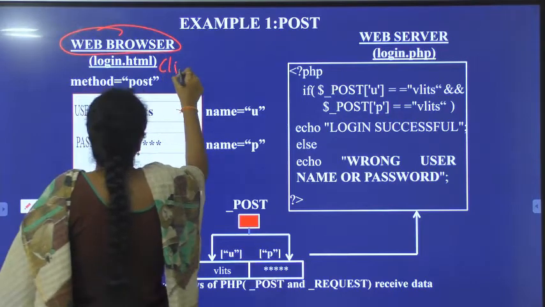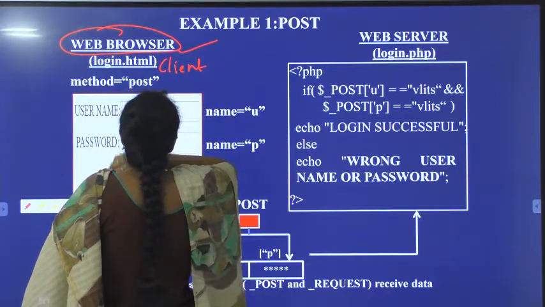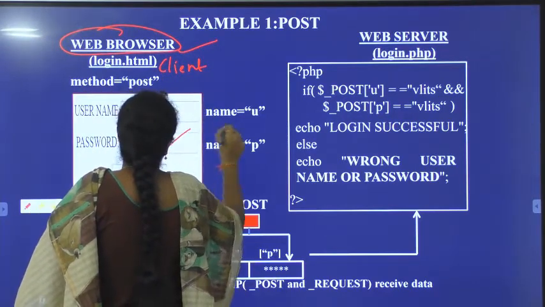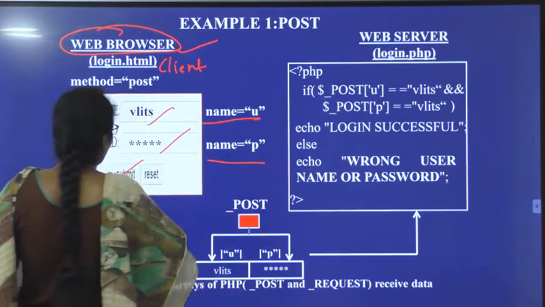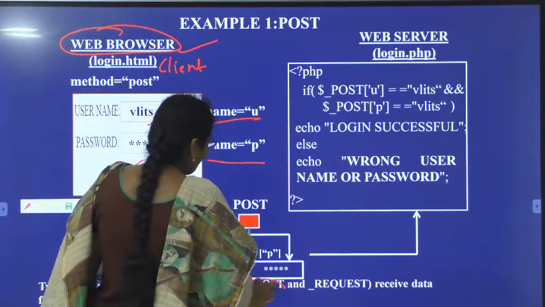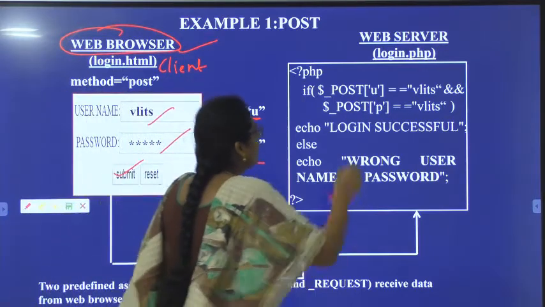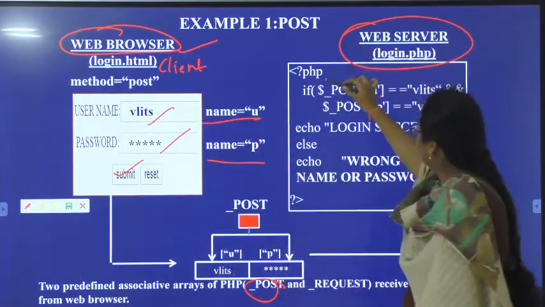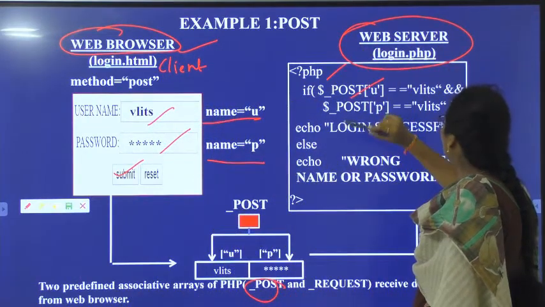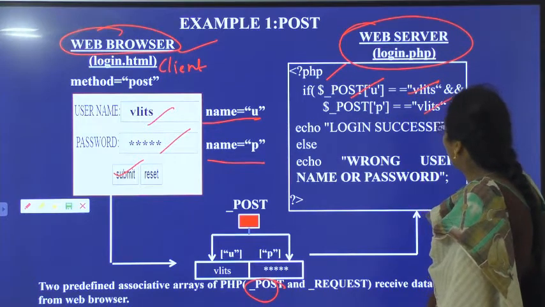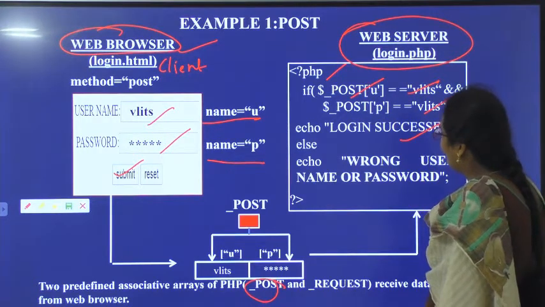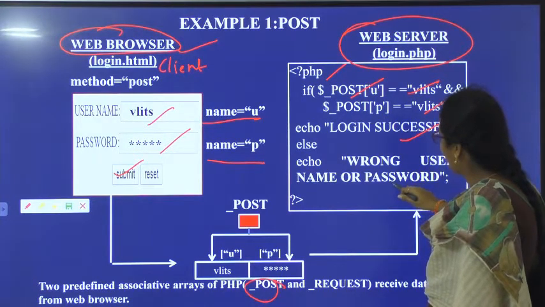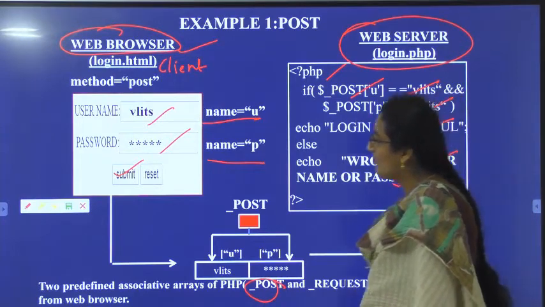From now onwards we will call the client as web browser. He created a login page, he created the username, password and he submitted. Using the post method in PHP, this username and password is given to web server. So see here, in the PHP post method we are using VLITS password and VLITS username. If it is correct, login successful. If it is not correct, wrong username and wrong password.